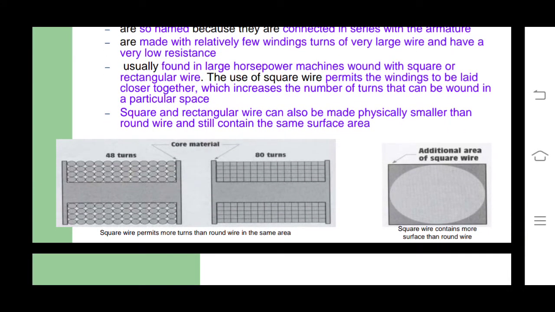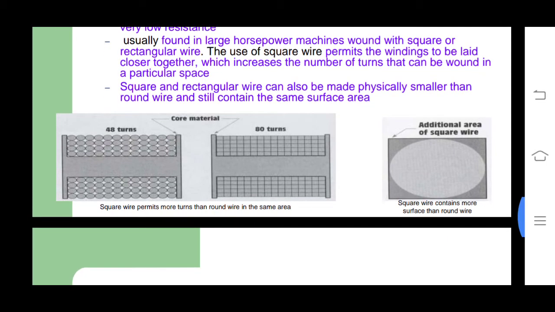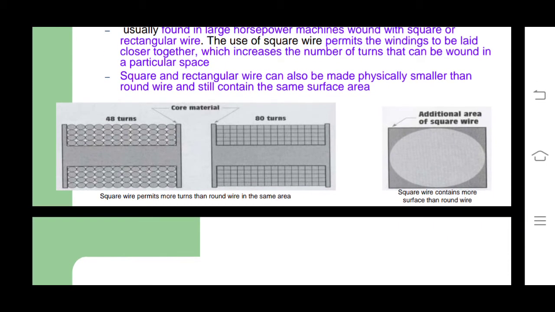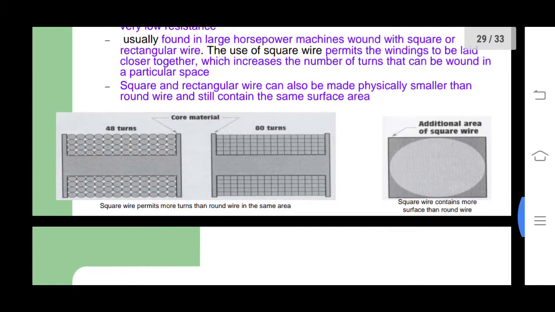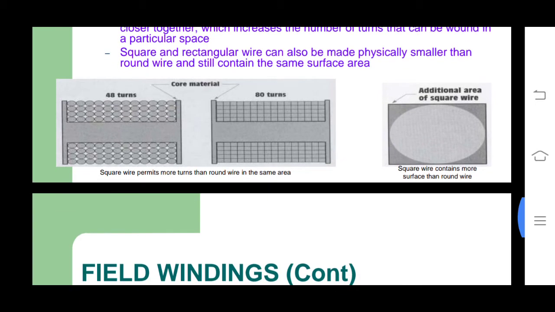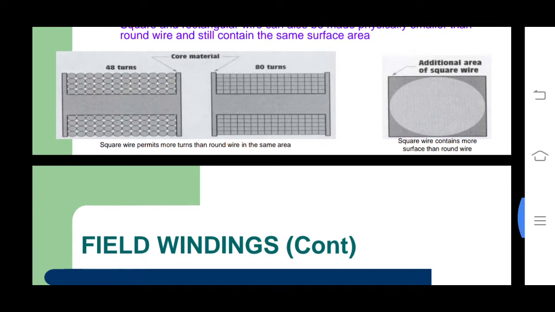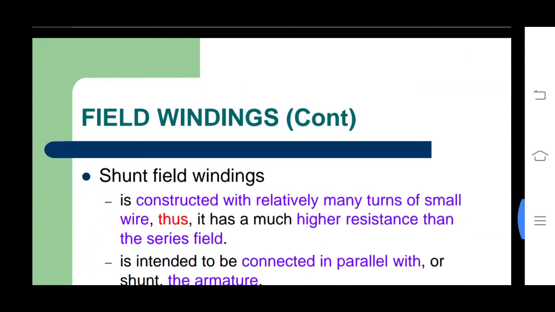They are usually found in large horsepower machines, wound with square or rectangular wire. The use of square wire permits the windings to be laid closer together, which increases the number of turns that can be wound in a particular space. Square and rectangular wire can also be made physically smaller than round wire and still contain the same surface area.